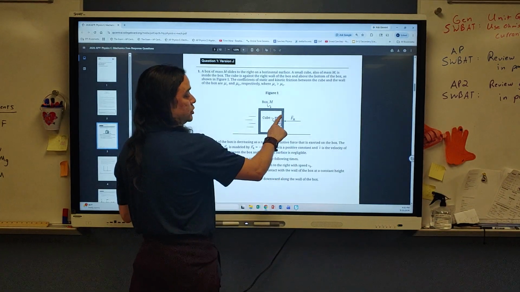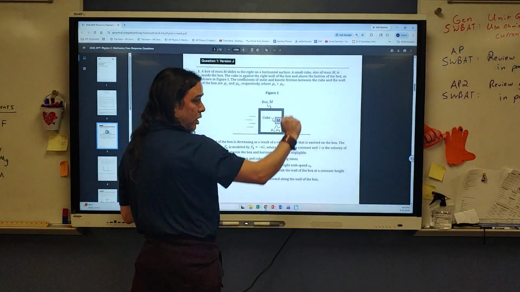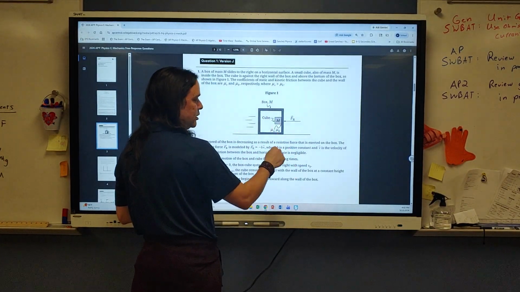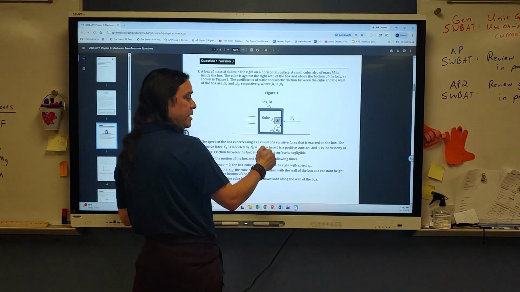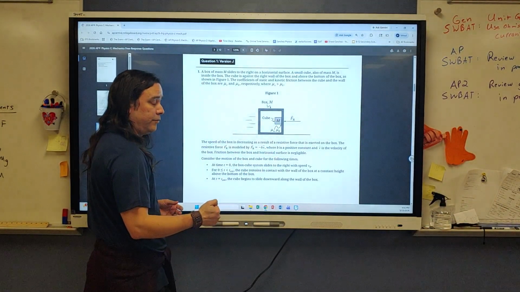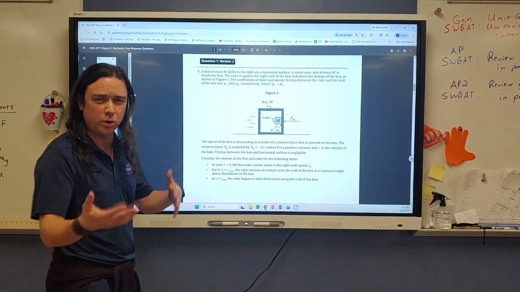But we could then surmise that the force of static friction points upward because the cube would try to slide down, so it would oppose that, but it is not sliding, at least initially. Before it begins sliding, the force of static friction would be equal and opposite to the force of gravity, not because of Newton's third law, but because of Newton's second law. Okay, I just wanted to point that out.